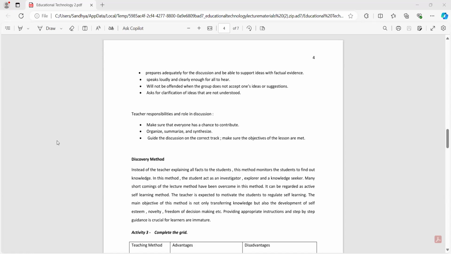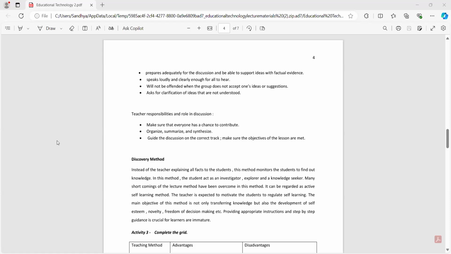organize, summarize, and synthesize. The teacher has to organize the discussion. At the end of the discussion, the teacher has to summarize and synthesize. Put 2 and 2 together, synthesize, all the ideas together. Then guide the discussion on the correct track. Make sure the objectives of the lesson are met.